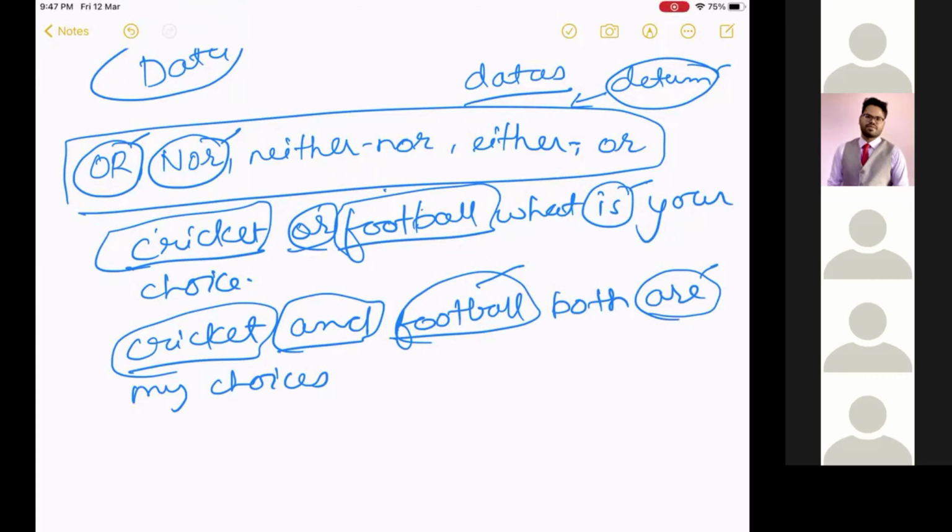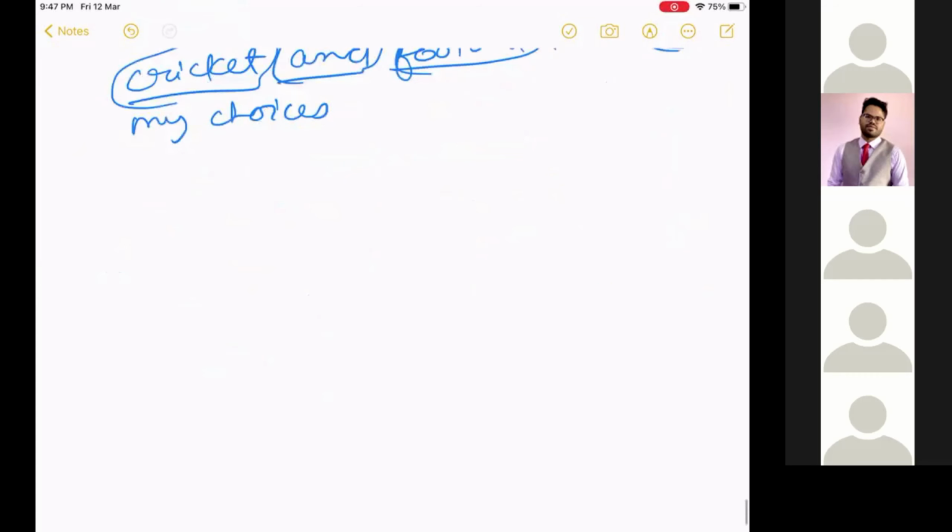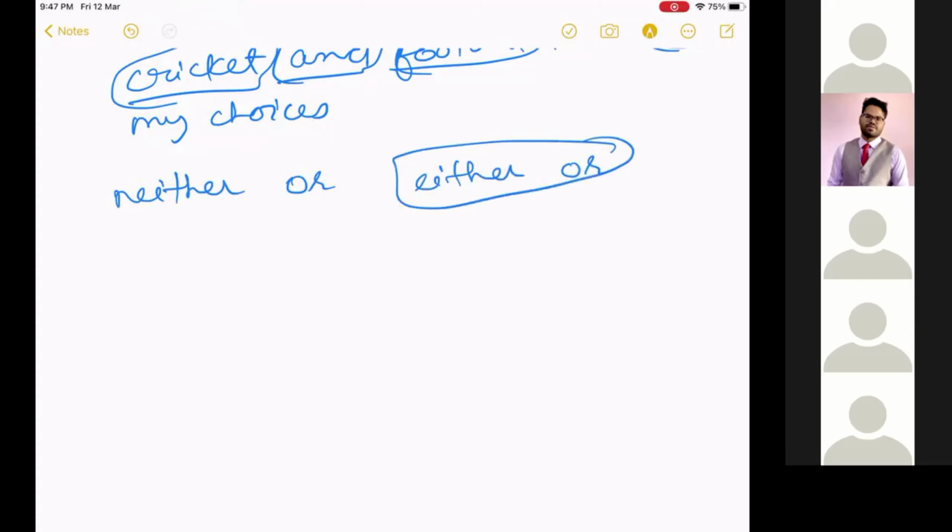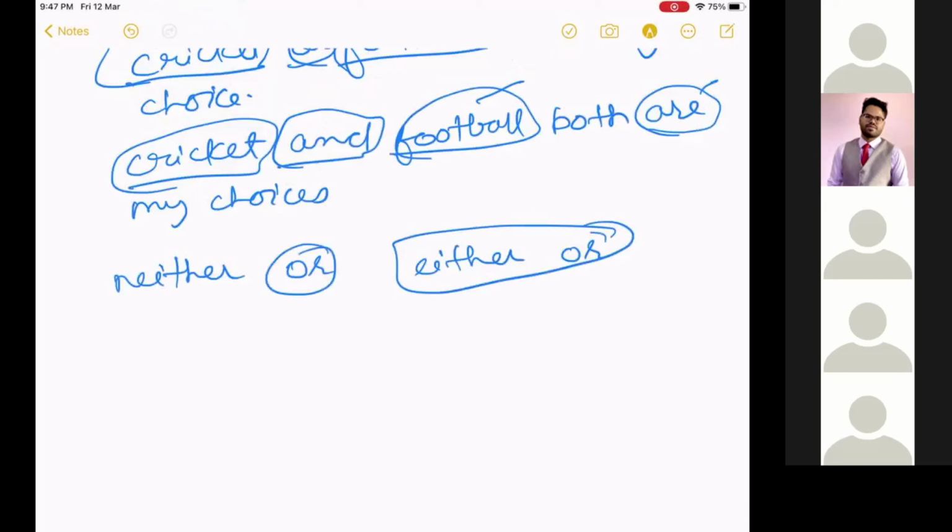Yes, sir. Okay. So now we will come to neither nor and either or. Some people read it as neither nor, either or. So now you have got the hint that we'll be talking about one thing. If you use nor, you talk about one thing. If you use or, you talk about one thing. But why do we have two words here, neither and nor? So that we can talk about both the things at the same time.